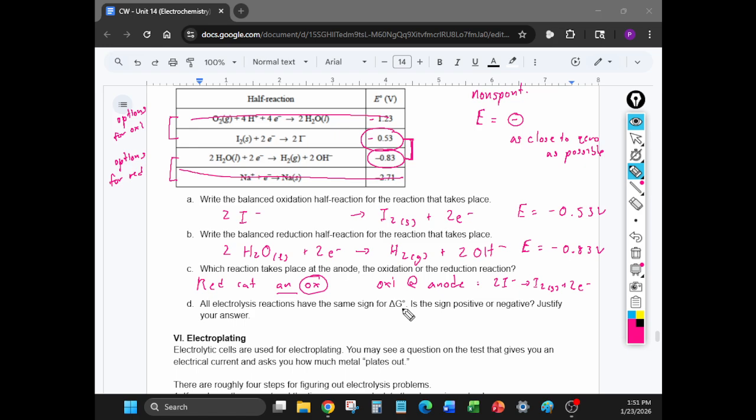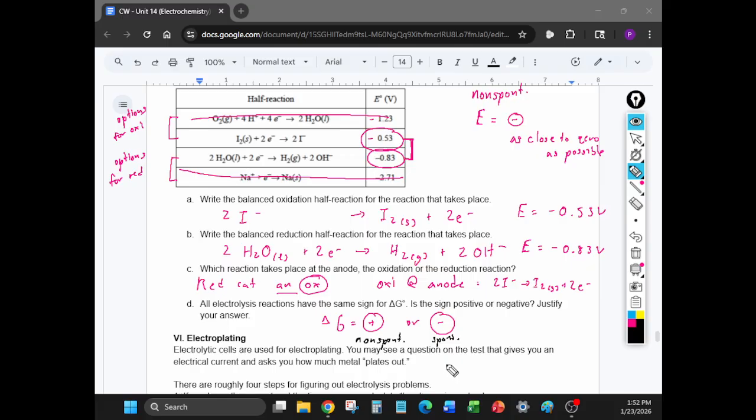All right, last question is kind of combining what we learned in the previous unit with thermodynamics. All electrolysis reactions have the same sign for delta G. This is a statement that we're making. And it's basically just asking, is delta G going to be positive or negative? And you want to justify your answer. If you remember from Unit 13, a positive delta G means that it is going to be non-spontaneous, whereas a negative means that it is spontaneous. It's the opposite of reduction potential.